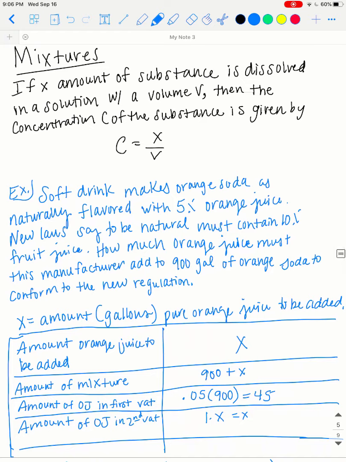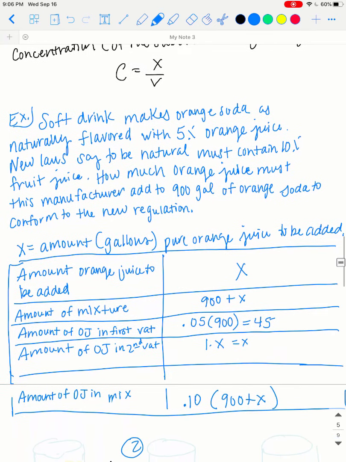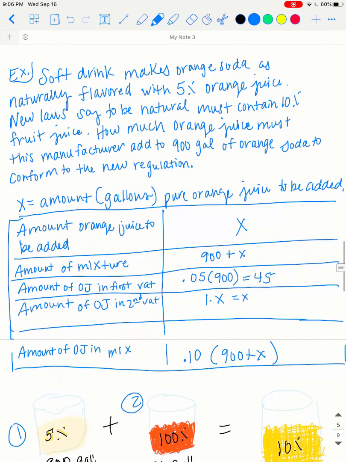Okay, here's an example of a mixture problem. If X amount of a substance is dissolved in a solution with the volume V, then the concentration C of the substance is given by C equals X over V. And this you can find in your book. So an example of this.